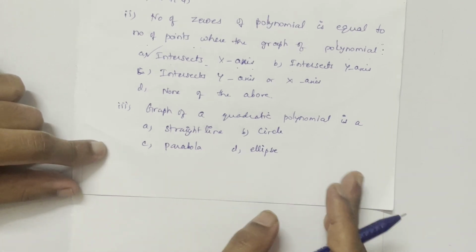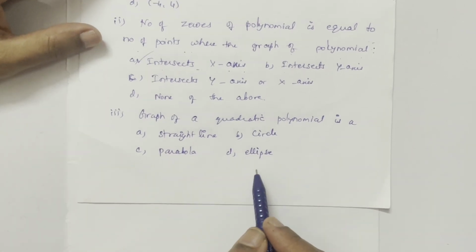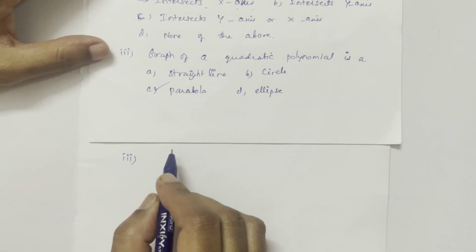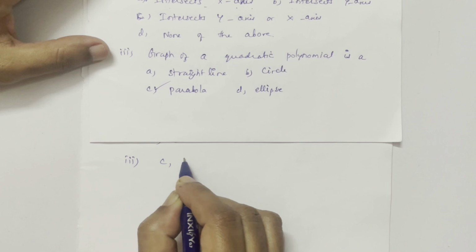The graph of a quadratic polynomial is a straight line, circle, parabola or ellipse. Parabola. The graph of the quadratic polynomial is of the form parabola.